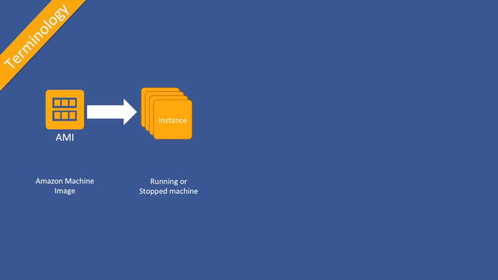There are various different flavors of AMI, such as community-based AMIs and Amazon-based AMIs, and I'll touch on those in a moment. But you create an instance. So this is our term for a virtual machine. An EC2 instance is created from an AMI. And then it's that instance that you're choosing to launch in one of two ways currently.